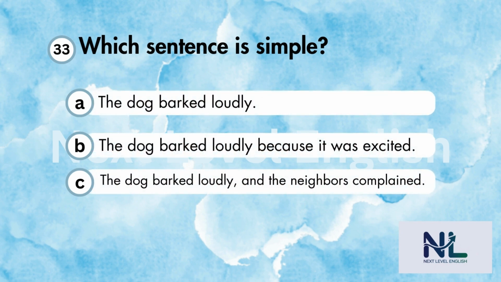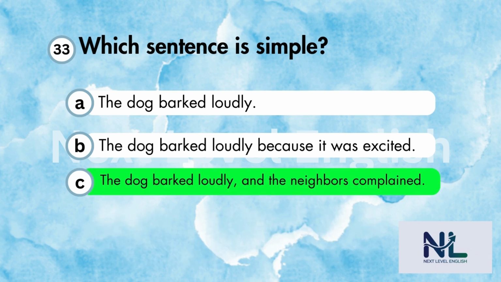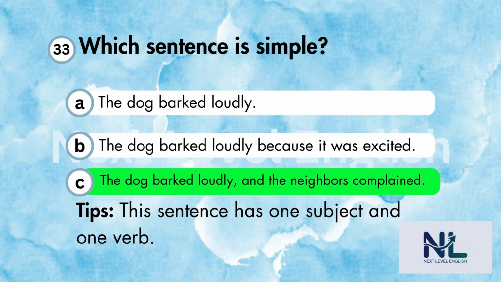33. Which sentence is simple? The dog barked loudly. Tips: this sentence has one subject and one verb.